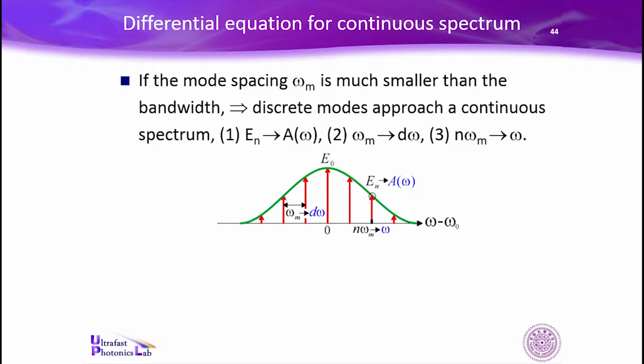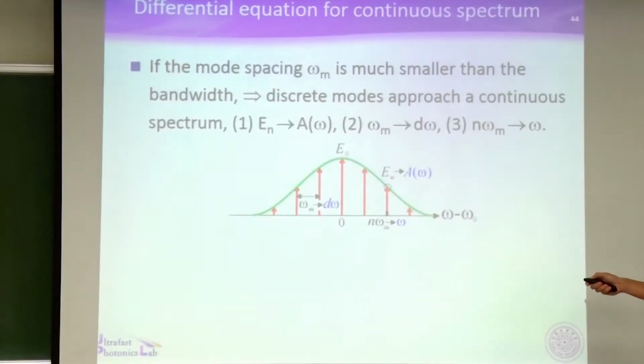So imagine that in your underlying spectrum, there are very dense modes. The spacing is very small compared with the bandwidth. So discrete modes actually approach a continuous spectrum, right? 只要那个间距太密了，你就把它当作连续的就好。Then E sub n originally is a vector with a lot of discrete unknowns.